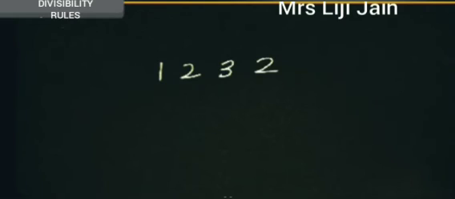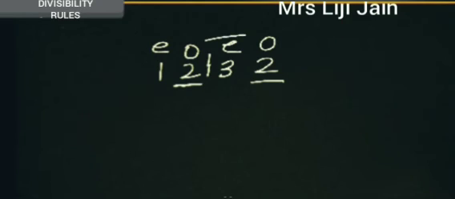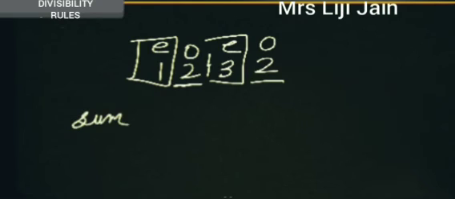1232. So what is our first step? Mark the digits as odd place, even place, like that. First place odd, second place even, third place odd, fourth place even. So which are the digits on odd places? 2 and 2 are the digits on odd places. Which are the digits on even places? 3 and 1 are the digits on even places. After marking like this, what we have to do? Find the sum of the digits on odd places.